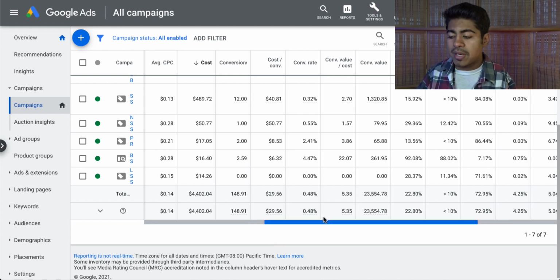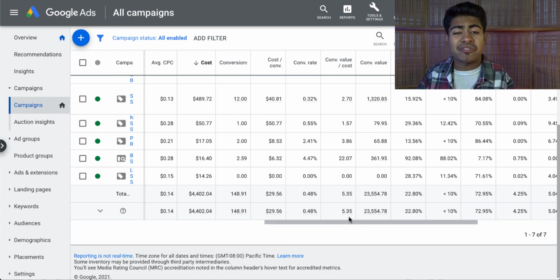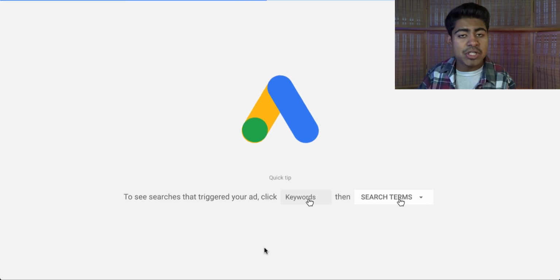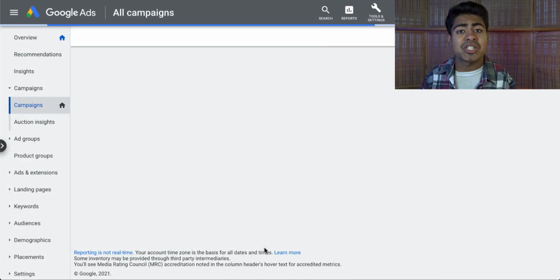But for this month itself, we can see that the ROAS is about 5.35. And just to show you guys this is 100% real, I just went ahead and refreshed this page. So once it gets fully loaded, you'll be able to see that the stats are the same for every single campaign and for the overall account in general. But definitely 5.0 return on ad spend just for this month, and that number is not just for this month.